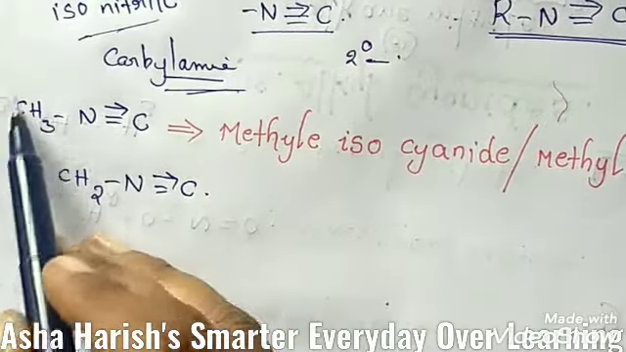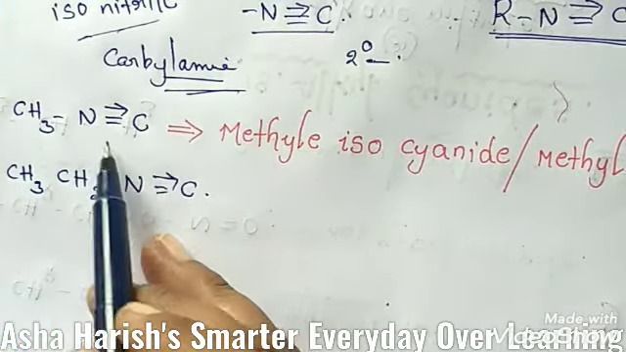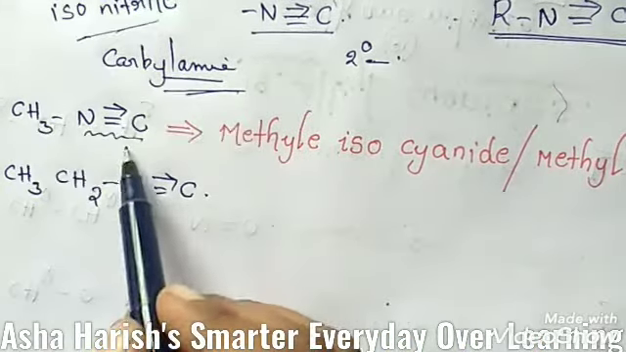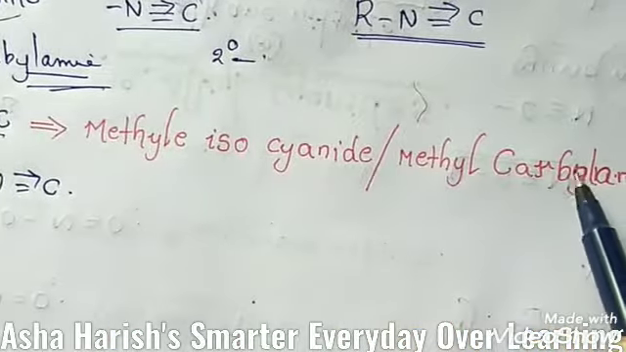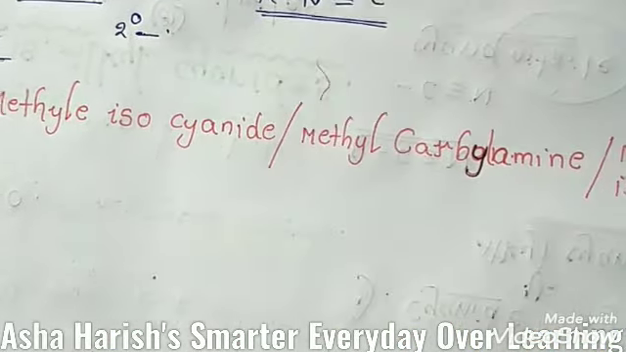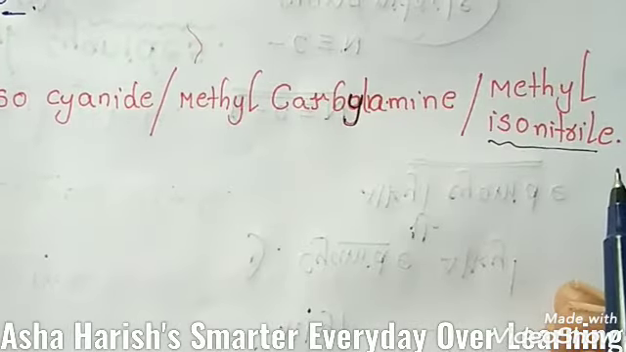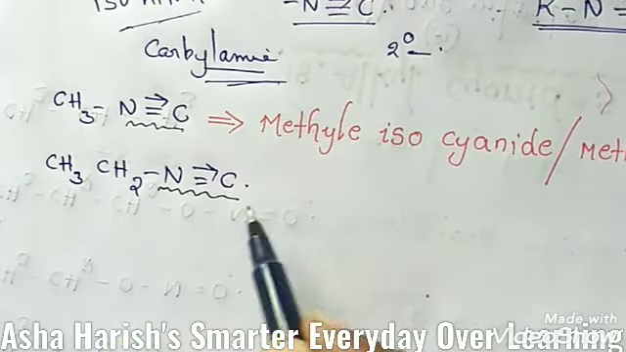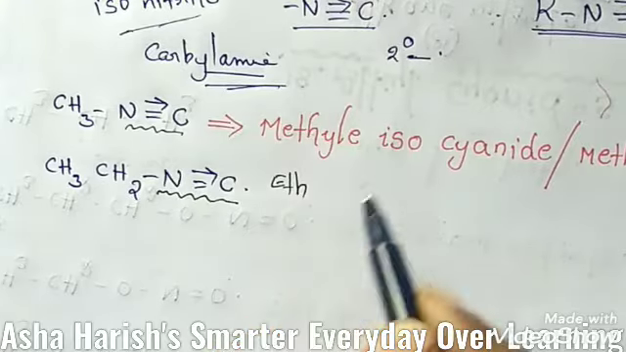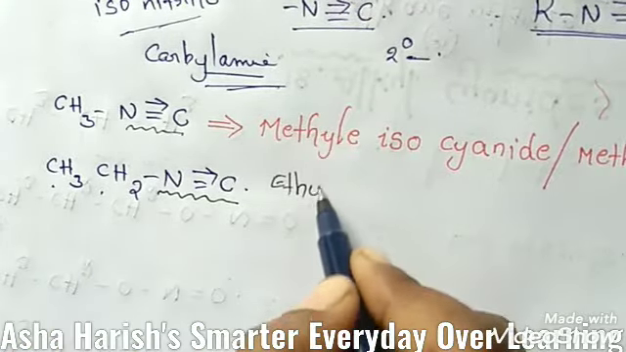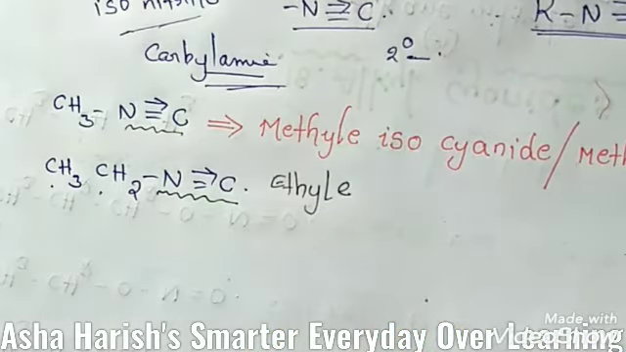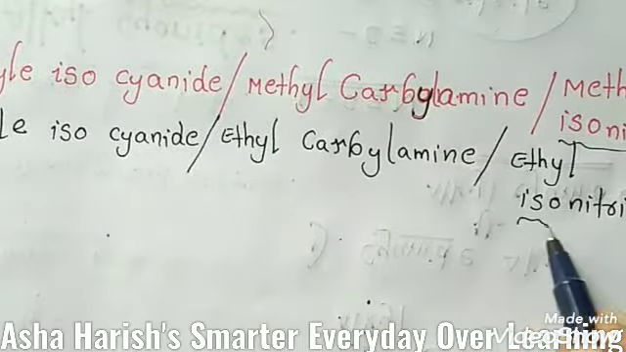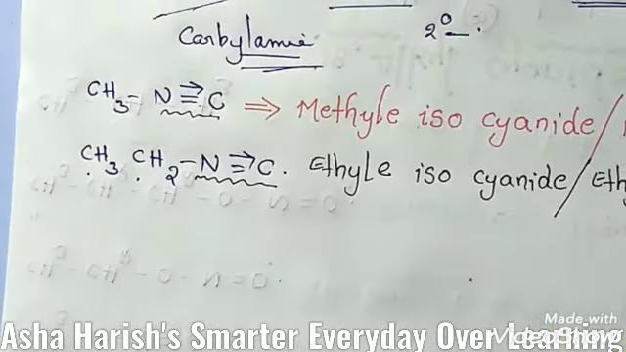In our first example, here is the methyl group and here is the isocyanide functional group. Methyl isocyanide is the common name of this compound, or methyl carbylamine, or methyl isonitrile, also these names. Right, and see the next one, CH3CH2, and this is the functional group of isocyanide. Here you can add the word eth because of 2 carbons, and ethyl isocyanide, ethyl carbylamine or ethyl isonitrile. These are the common names of this second compound.